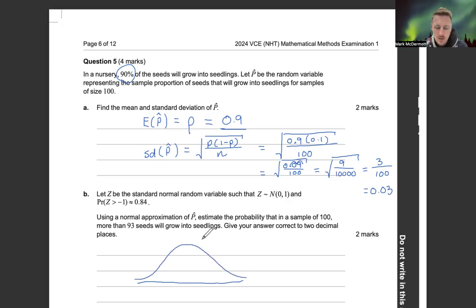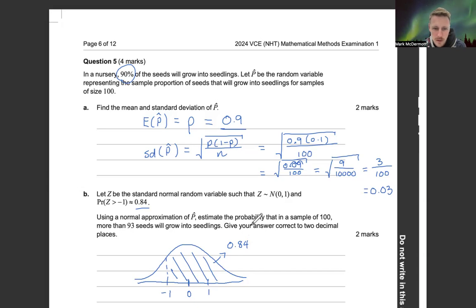What I like with a standard normal is to draw a bell curve. So this is at 0, then this is at 1, then this is at -1. Okay, so this represents the mean. This represents one standard deviation below the mean. So this area here must be 0.84 because there's a 0.84 chance that it's greater than one standard deviation below the mean.